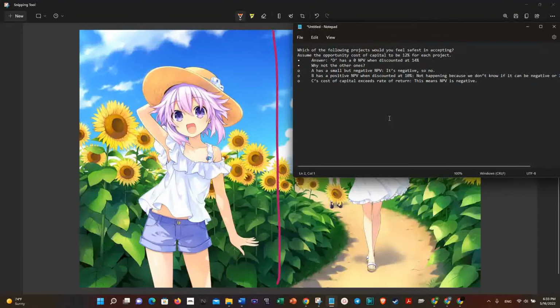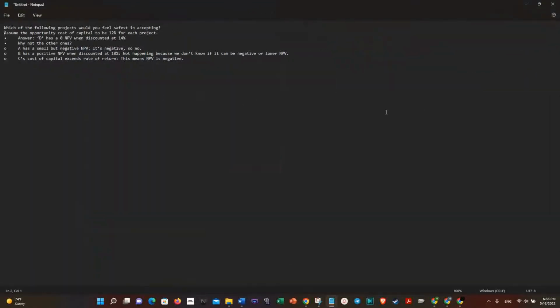This is a concept question, so no real math involved here. Which of the following projects would you feel safe in accepting? Assume that the opportunity cost of capital to be 12% for each project. A has a small but negative NPV. B has a positive NPV when discounted at 10%. C's cost of capital exceeds rate of return. And D has a 0 NPV when discounted at 14%.